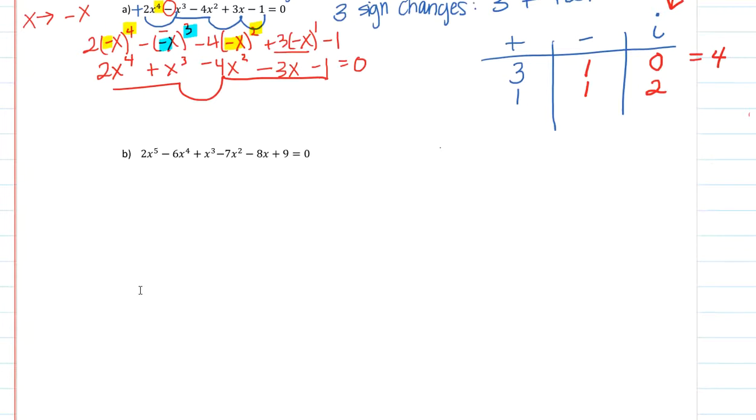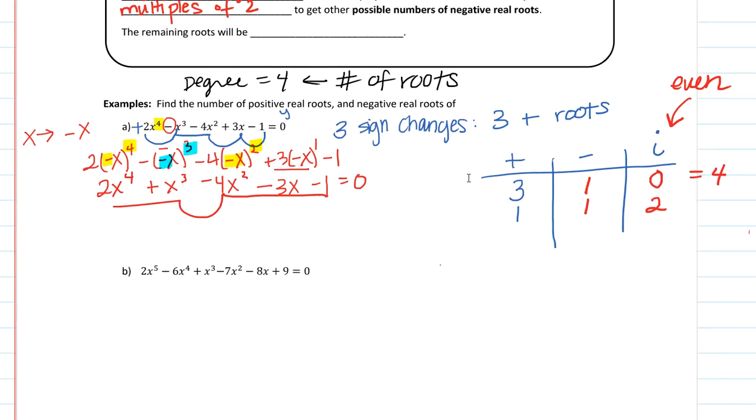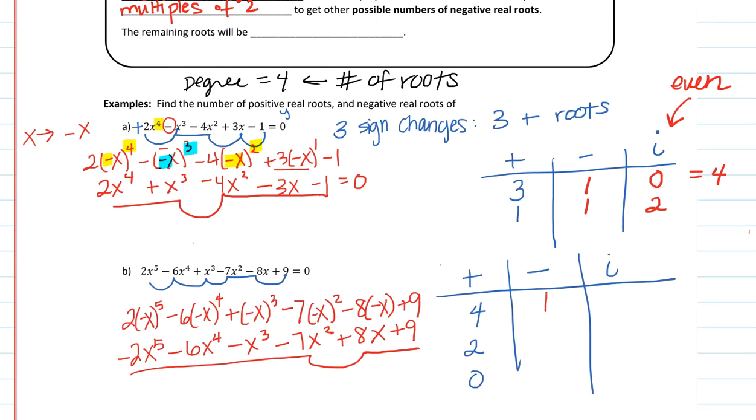Okay, let's pause the video and I want you to try B on your own. At the very least, just count how many sign changes for positive and for negative. Okay, so for positive there was a maximum of 4 because there were 4 sign changes. So I wrote down 4, but then remember you reduce it by multiples of 2. So subtract 2, there could just be 2. Subtract another 2, there could be 0, and that's as far as you can go.